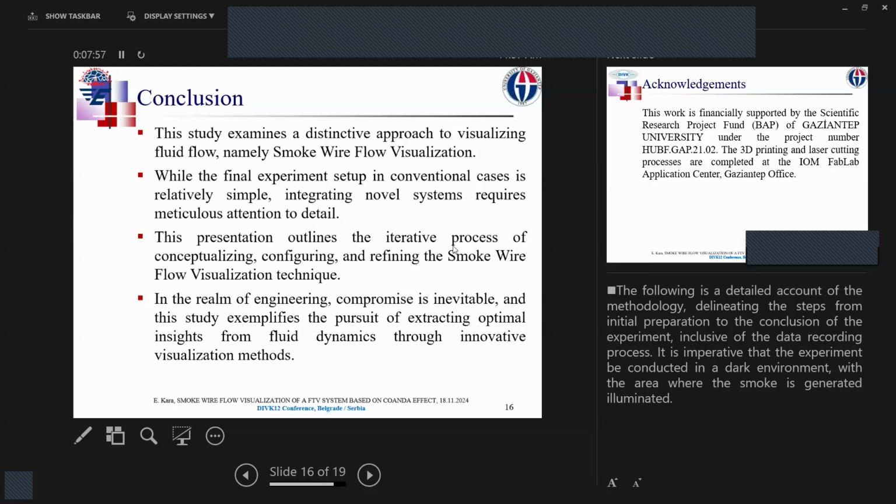This presentation outlines the iterative process of conceptualization, configuration, and refinement of the smoke wire visualization technique. And this study exemplifies the pursuit of extracting optimal insights for fluid dynamics through visualization methods.